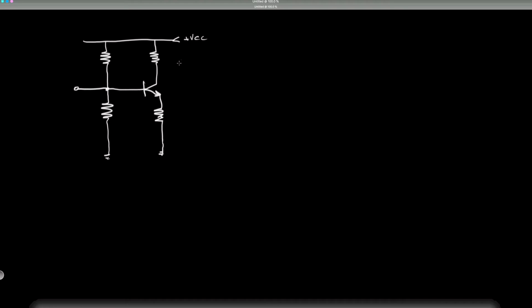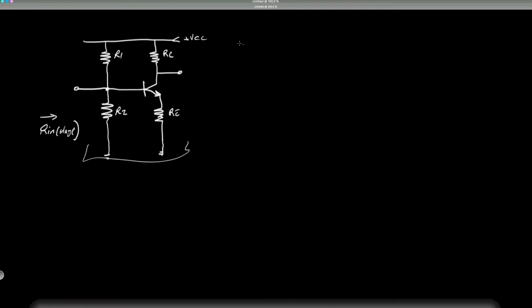This would be our input. This is typically our output if this is a common emitter. So this is RC, RE. Notice RE is unbypassed. And we have R1, R2. And we're interested in Rin of the stage. Stage means this whole thing. So I'm interested in the input impedance of this whole stage.